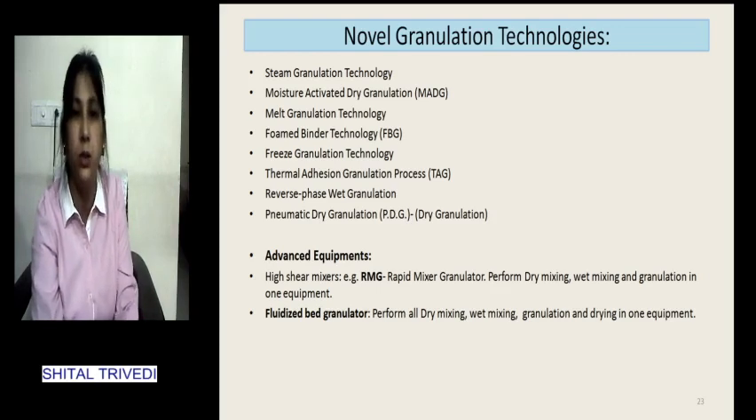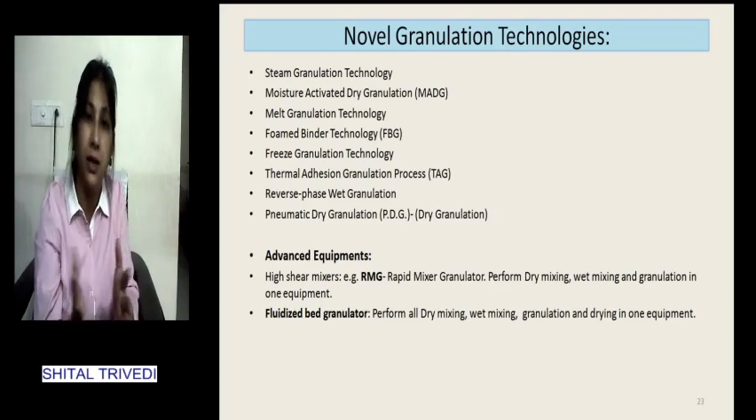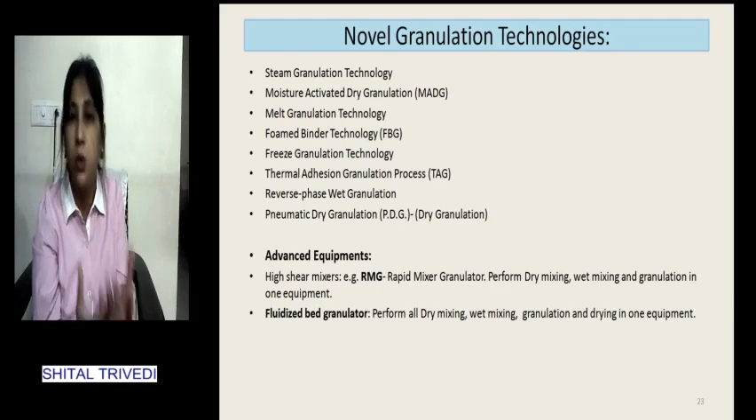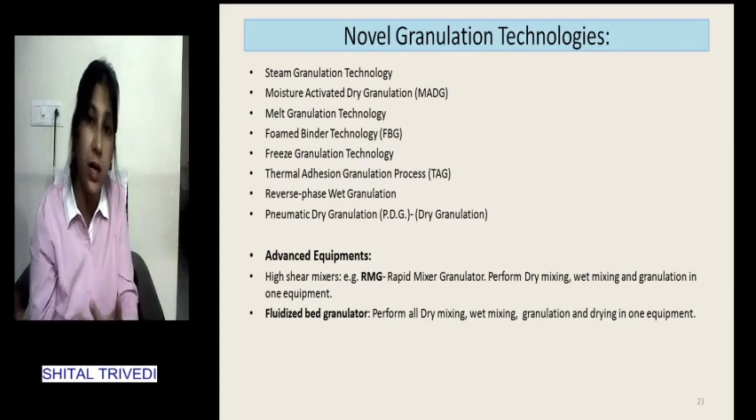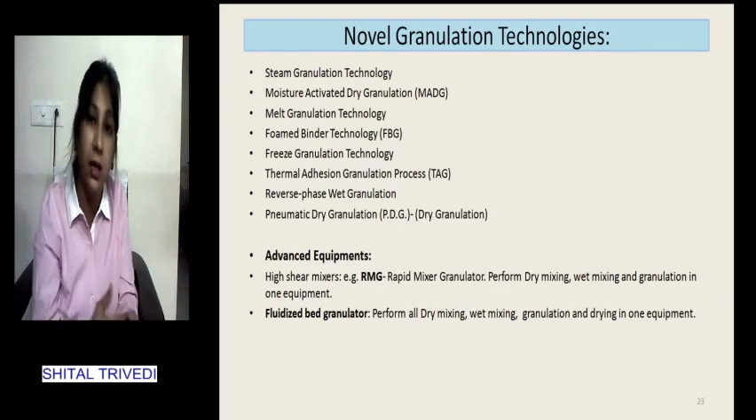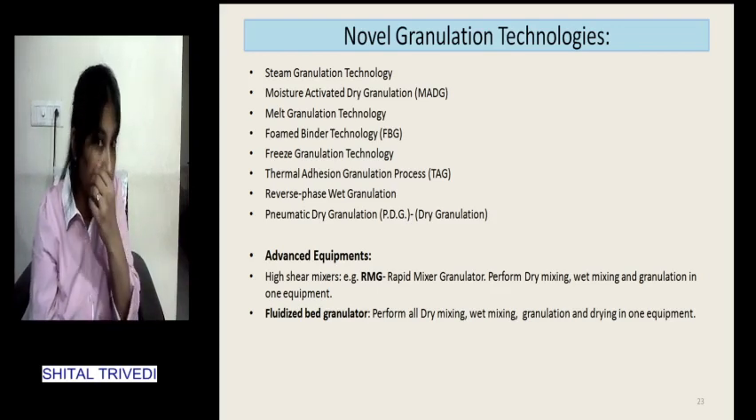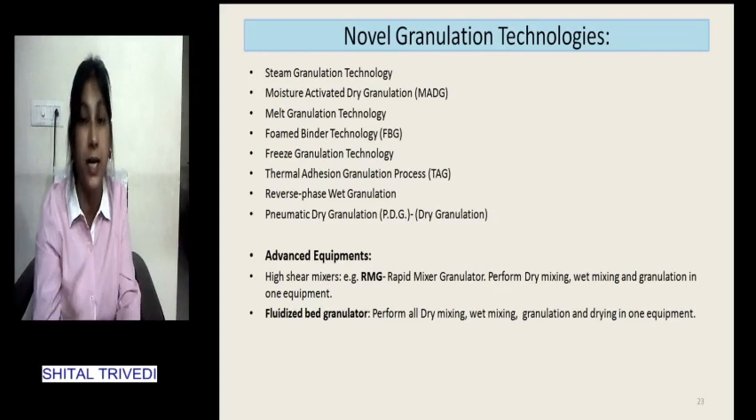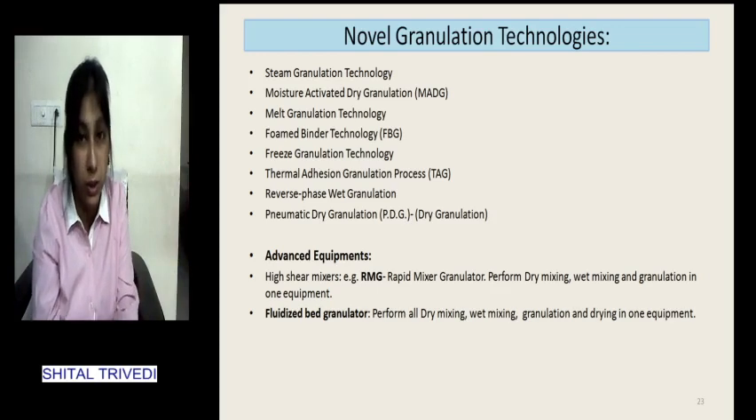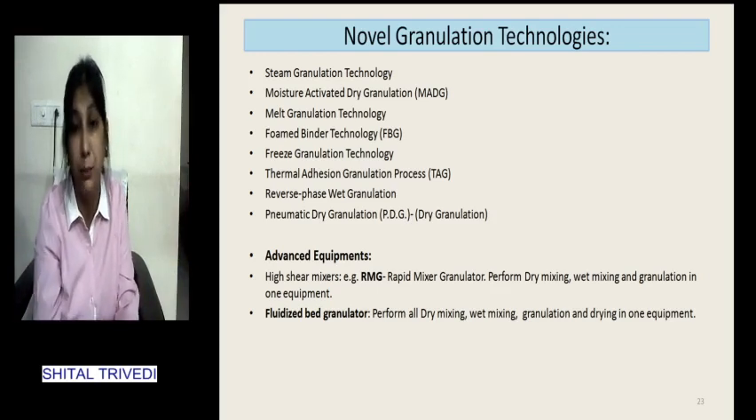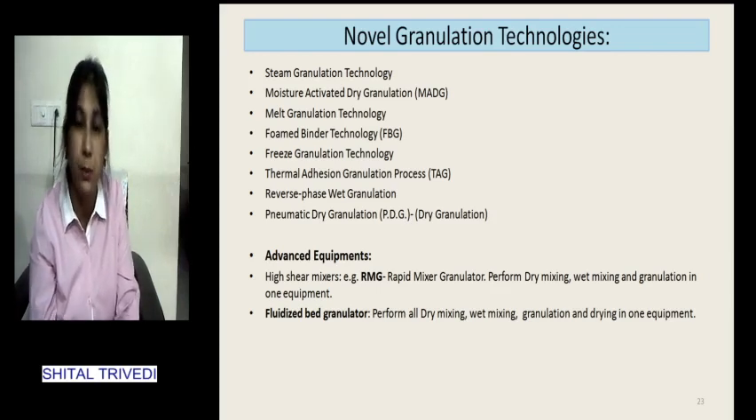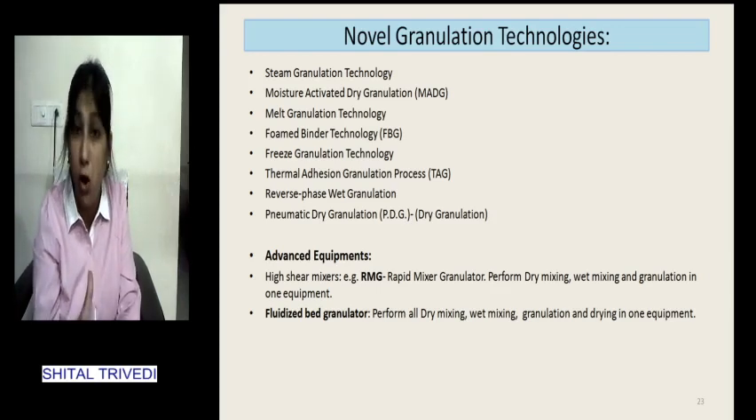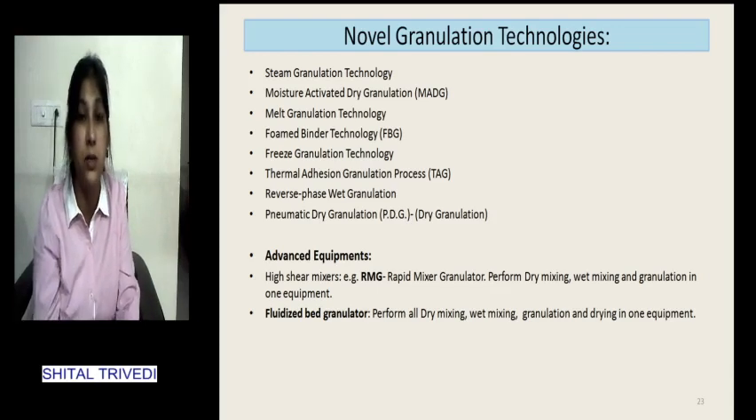Moisture activated dry granulation technique involves the addition of a small amount of moisture, and there is no need of drying by applying heat, but drying can be done by adding an absorbent, so that eliminates the drying step. Melt granulation technology involves multiple binders, so again that eliminates the application of heat. Foam binder technology involves the application of binder in the form of foam, so that results in better distribution of the binder.